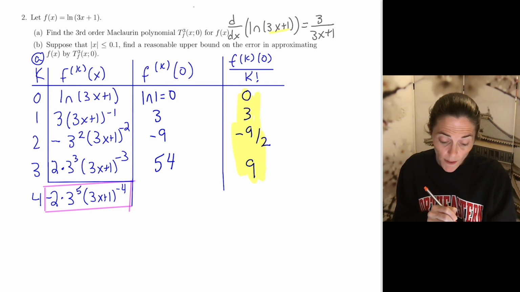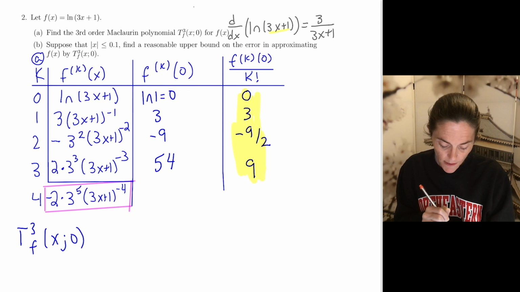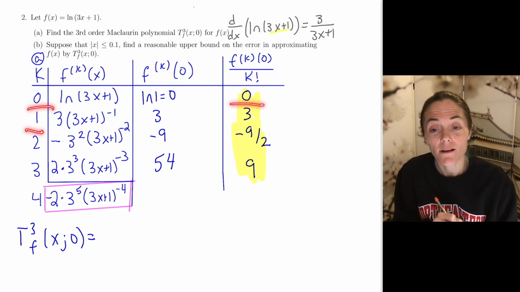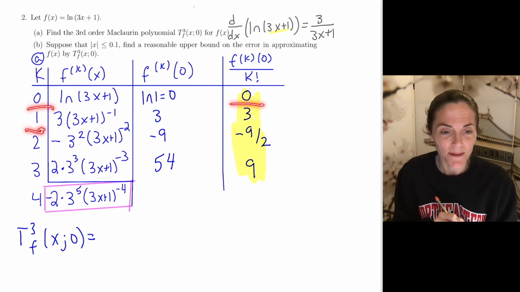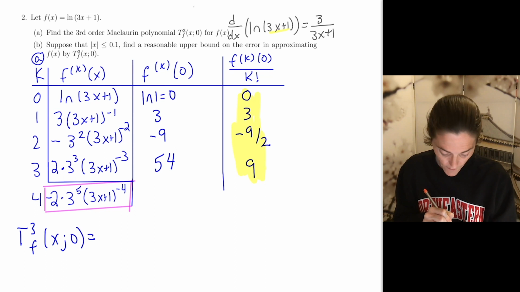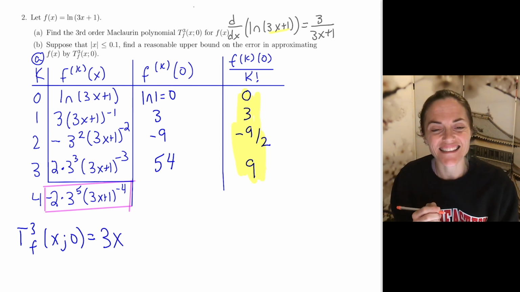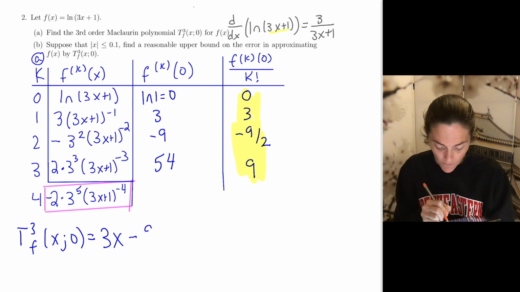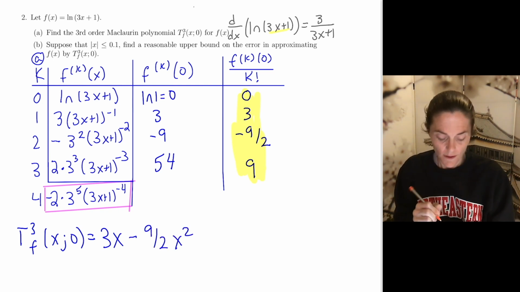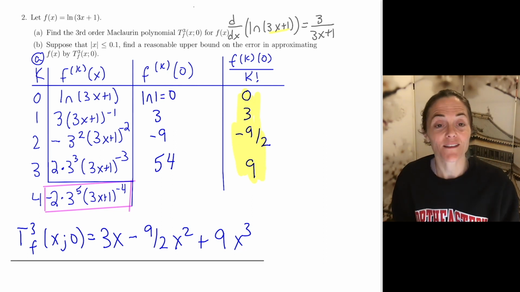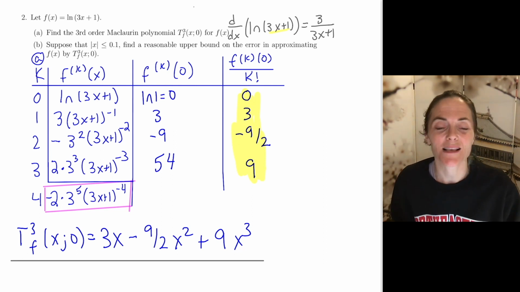So let's write the polynomial here. This is T3 f(x), and my center is 0. Well, we have 0 as the degree 0 term. And then the degree 1 coefficient is 3. And so, well, my center is just 0, so 3x. And then we have minus 9 over 2 x squared, and then finally plus 9x cubed. This is my third order Maclaurin polynomial for the function ln of 3x plus 1.